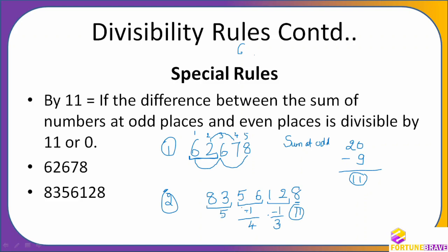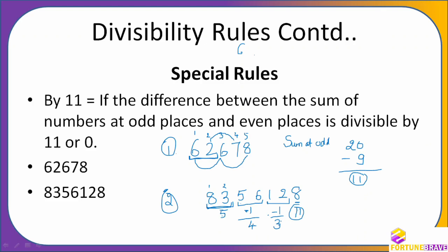I'll explain with this. What I did is I subtracted adjacent numbers and took the cumulative sum. 8 minus 3 is 5, because this is in an odd place and this is in an even place, so the difference between them should be divisible by 11. That is what we are doing. So 5, then 5 minus 6. The first number is smaller, so minus 1. Cumulative is 5 minus 1, 4. Then 1 minus 2 is minus 1. 4 minus 1 is equal to 3. Then 3 plus 8, only 1 is remaining. So 3 plus 8 is equal to how much?